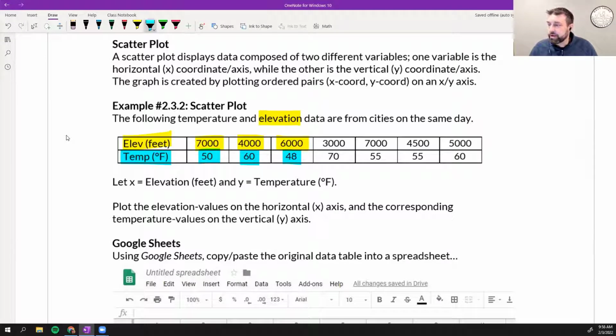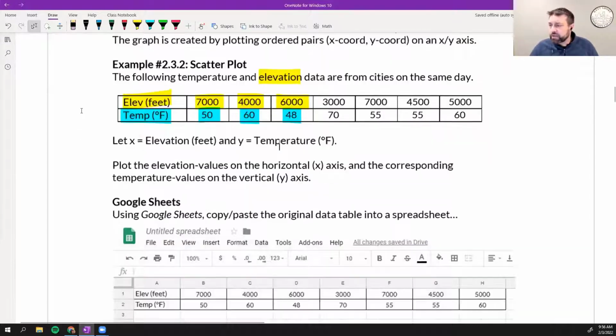So now we want to graph this, and we want to know, is there a relationship? Is there a correlation between the elevation and the temperature on that day? That's really what we're getting at. And then if we do establish a correlation, could we make a prediction about another elevation that maybe isn't on our table? So we want to create this model. That's what we're doing.